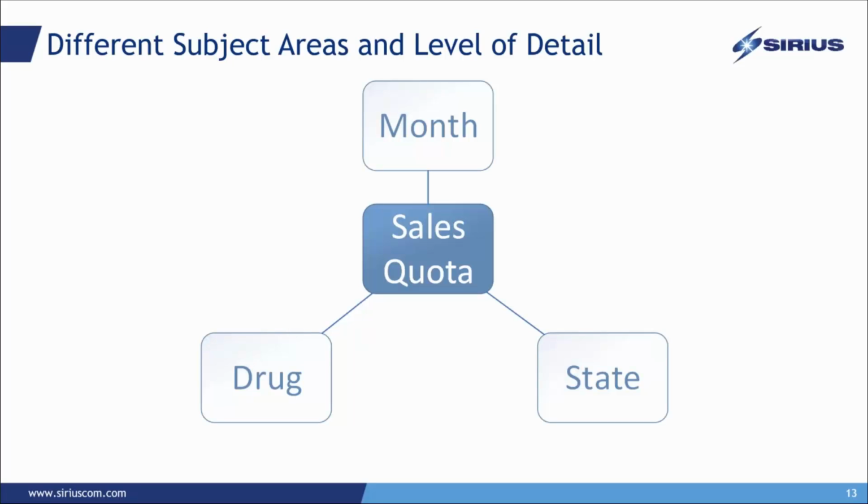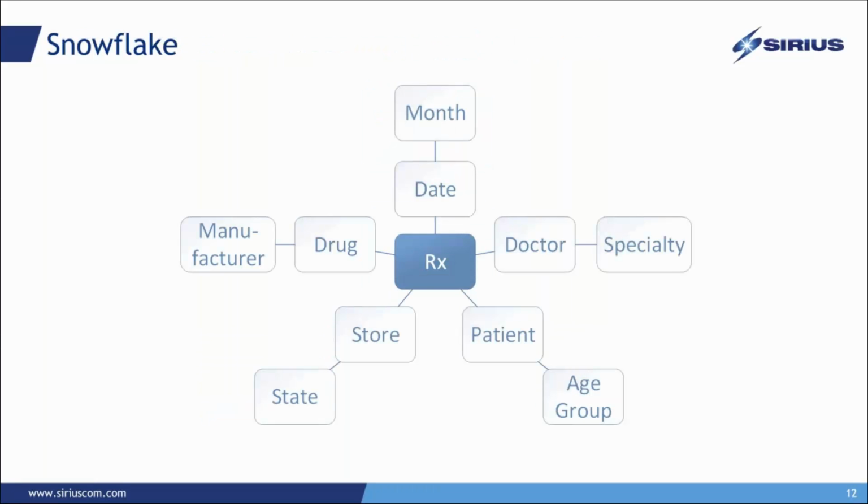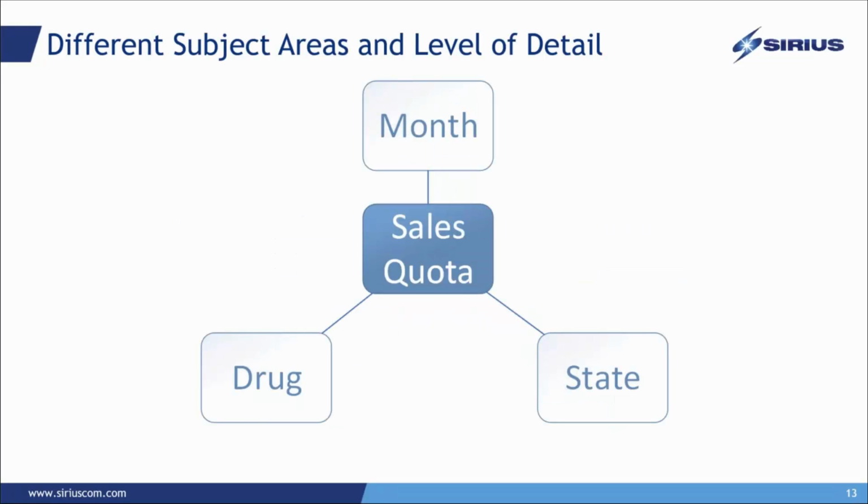One reason why you may want to do snowflaking in your dimensional model is to break out those aggregation levels, is that you may have fact tables that have different levels of detail. So while your prescriptions may be at the date level and the patient and the doctor, your sales quota, you may just know we set our quotas by a month and for the drug in the state only. And so in order to be able to join your dimensions to multiple fact tables or different subject areas, you may break out snowflake tables.